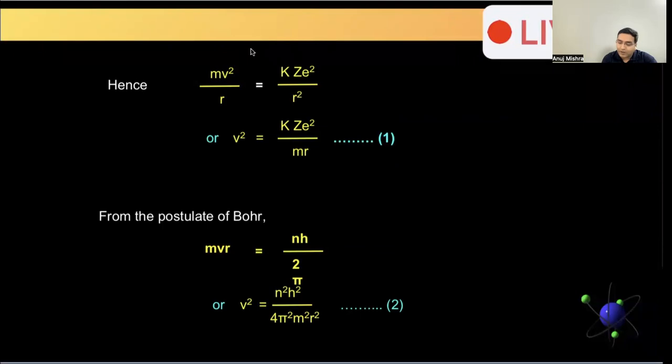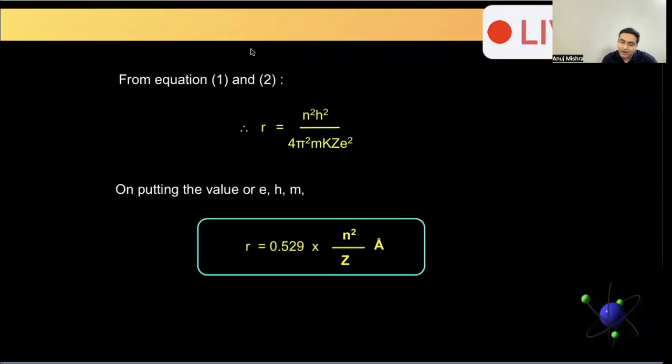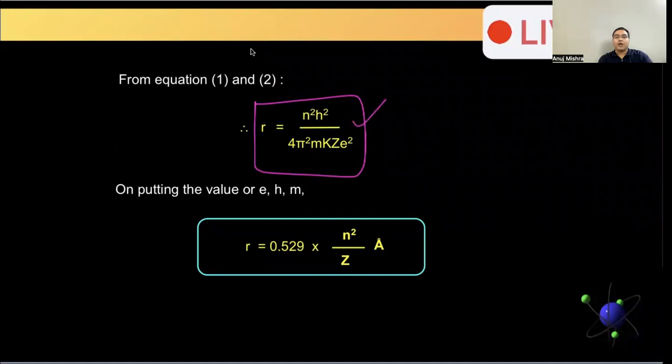Okay. So if this is clear, we come up with the results, and the result was n square h square upon 4 pi square m. Okay. So this is the final result. R is, look at the value. I think the same value you're getting. n square h square upon 4 pi square m k z e square. This is the final number. It's the correct number.